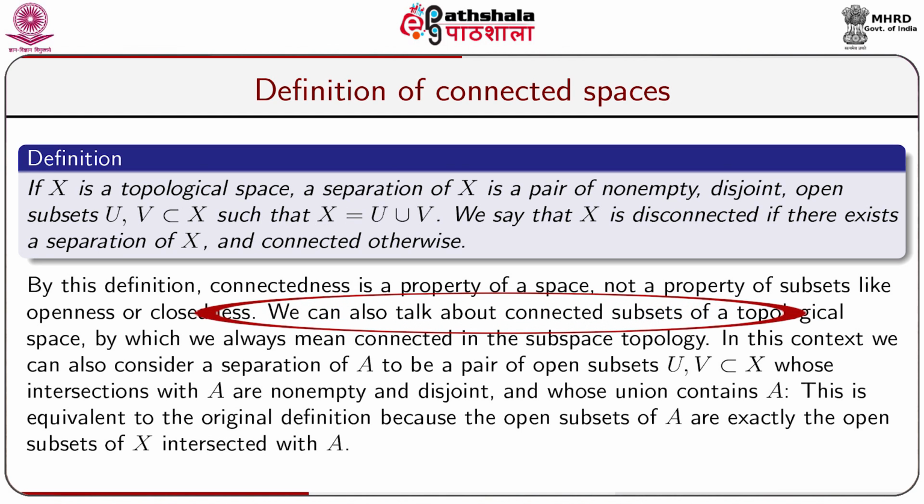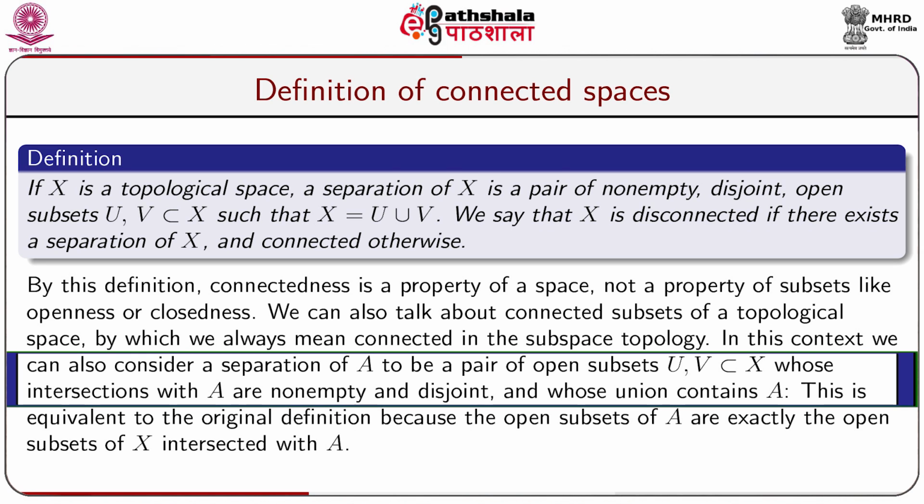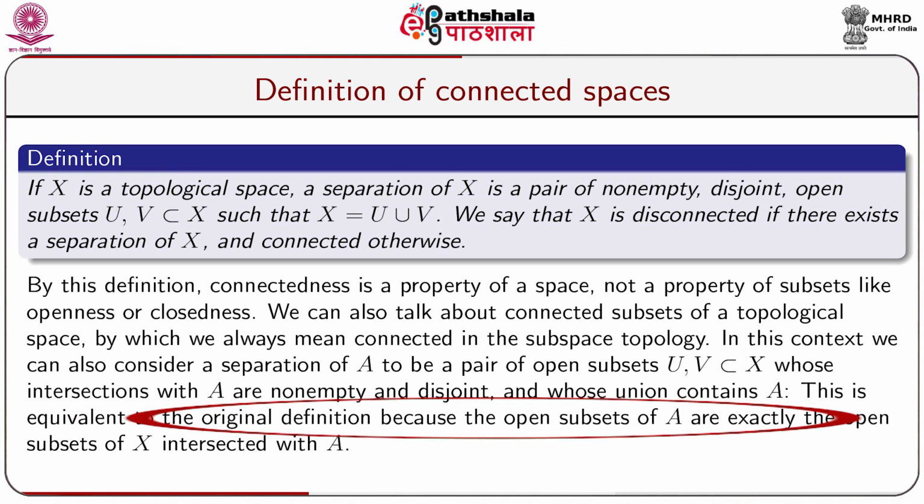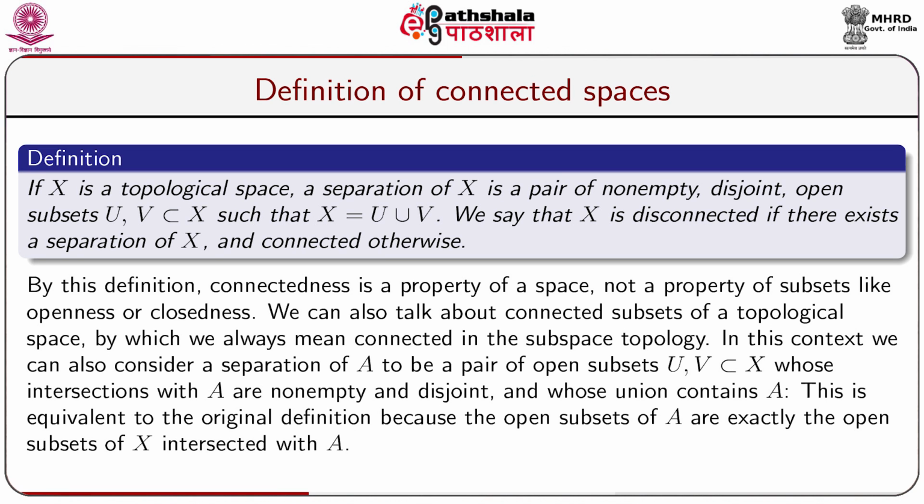We can also talk about connected subsets of a topological space, by which we always mean connected in the subspace topology. In this context, we can also consider a separation of A to be a pair of non-empty disjoint open subsets U, V of X whose intersections with A are non-empty and whose union contains A. This is equivalent to the original definition because the open subsets of A are exactly the open subsets of X intersected with A.